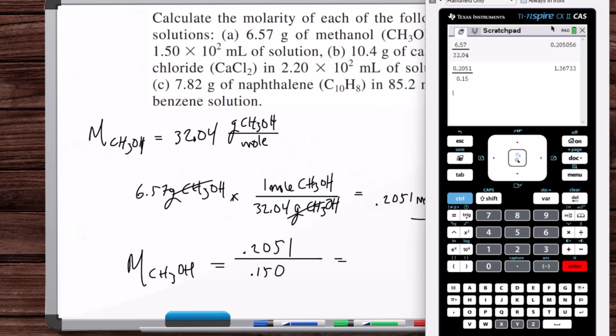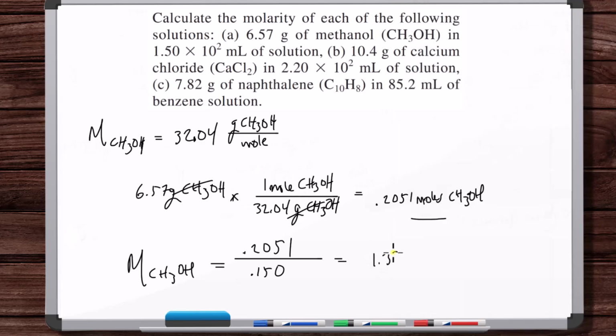So 1.37 molarity of methanol is the concentration of the solution in part A.